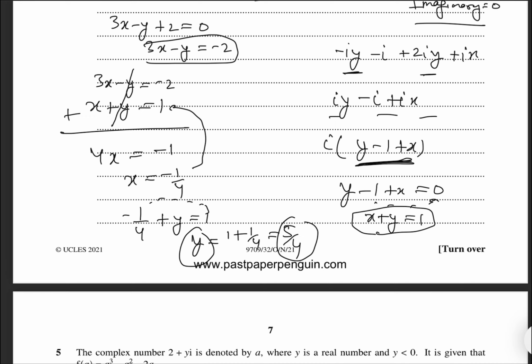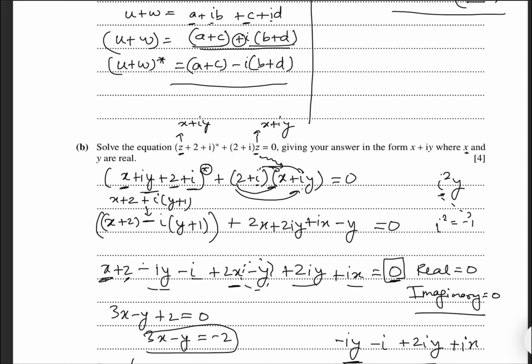Now you have a value of x as well and you have a value of y as well. Can we plug them into this form? The value of x was minus 1 by 4 plus i times 5 by 4. This is your final answer.